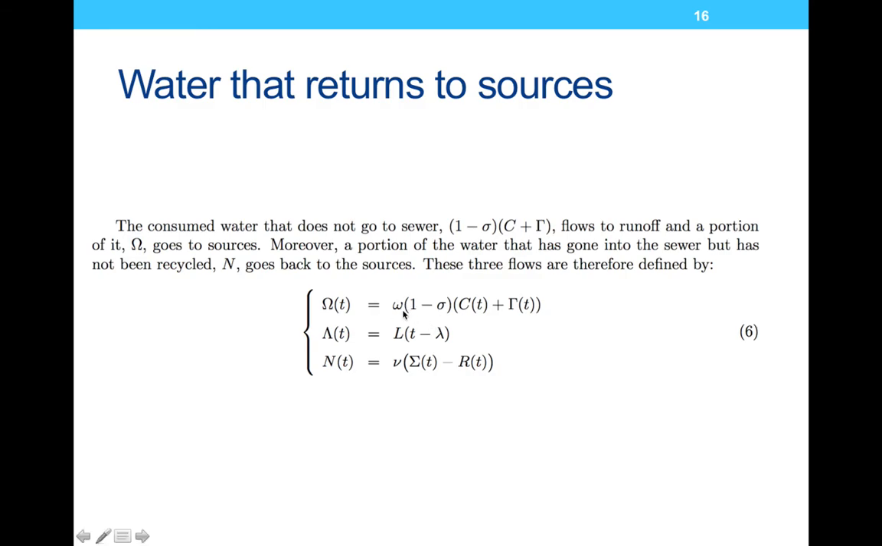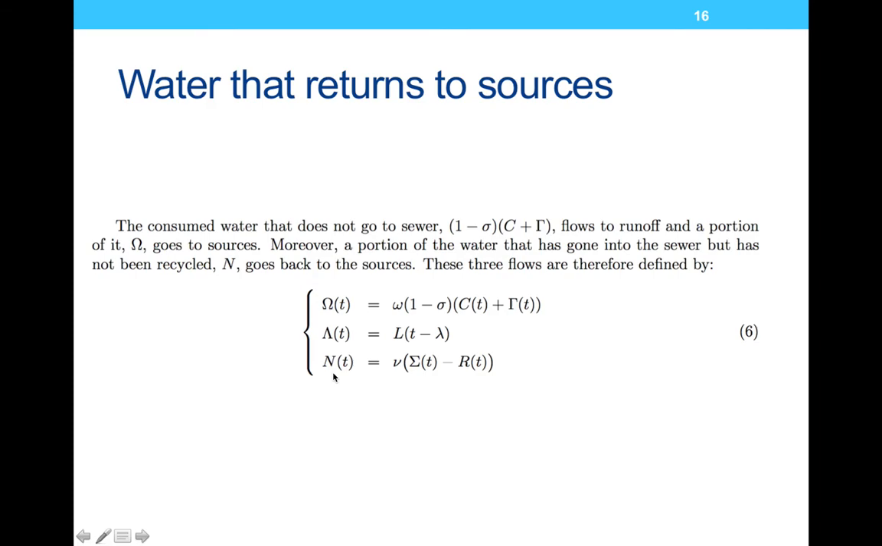And omega is the fraction of that consumed water, not in sewers, that goes into the sources. And that's how the logic for omega is constructed. Then there is the leakage return to the sources, which we saw in the key assumptions: the leaked water delayed by a time factor lambda. So whatever leaks gets to the sources lambda times later, and lambda could be a month, half a month, or 2 months, depending on the system.